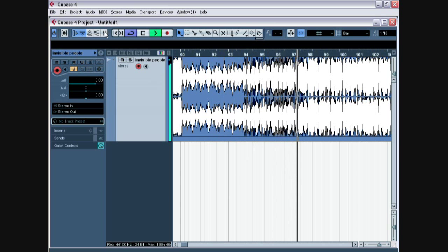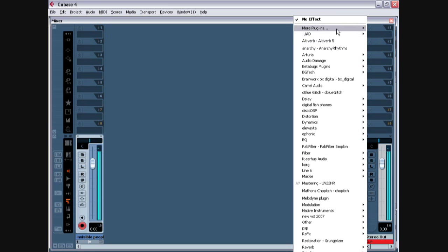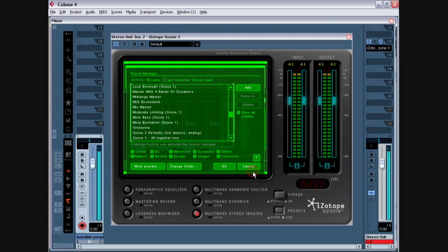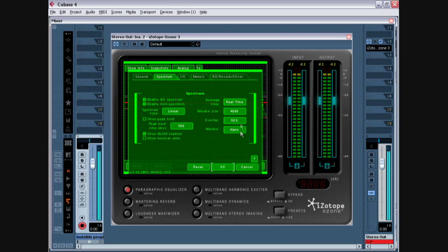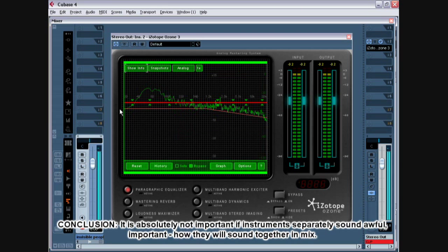The work of human hearing can be compared with the work of a spectral analyzer. A spectral analyzer shows the total spectrum of all instruments in a certain frequency range, but our ear hears only the loudest sound on this frequency. Our mission is to cut all superfluous frequencies in instruments, so that each of them sounds in its own range. Conclusion: it is absolutely not important if instruments sound awful separately; what is important is how they will sound together in a mix.